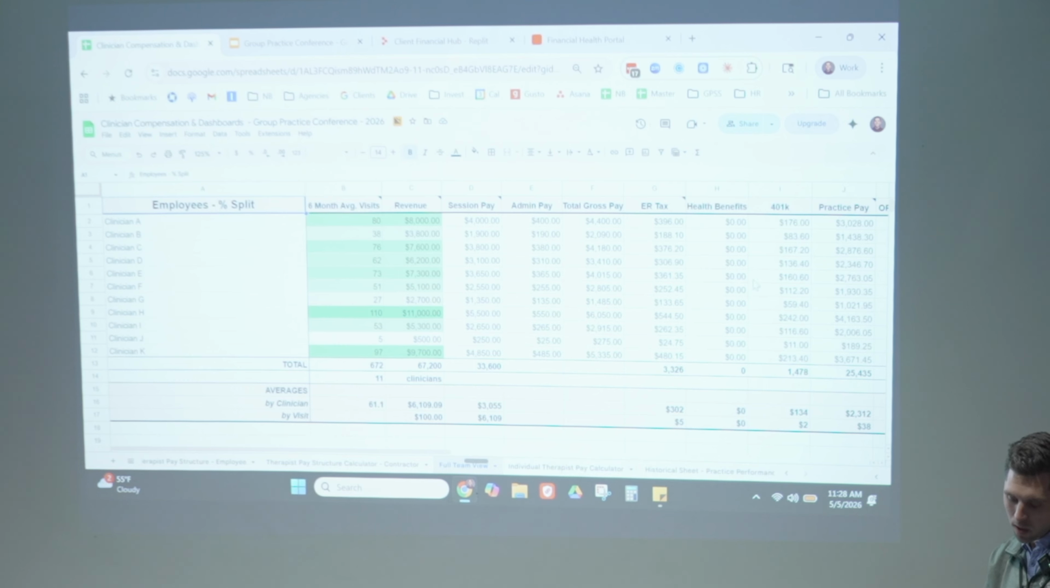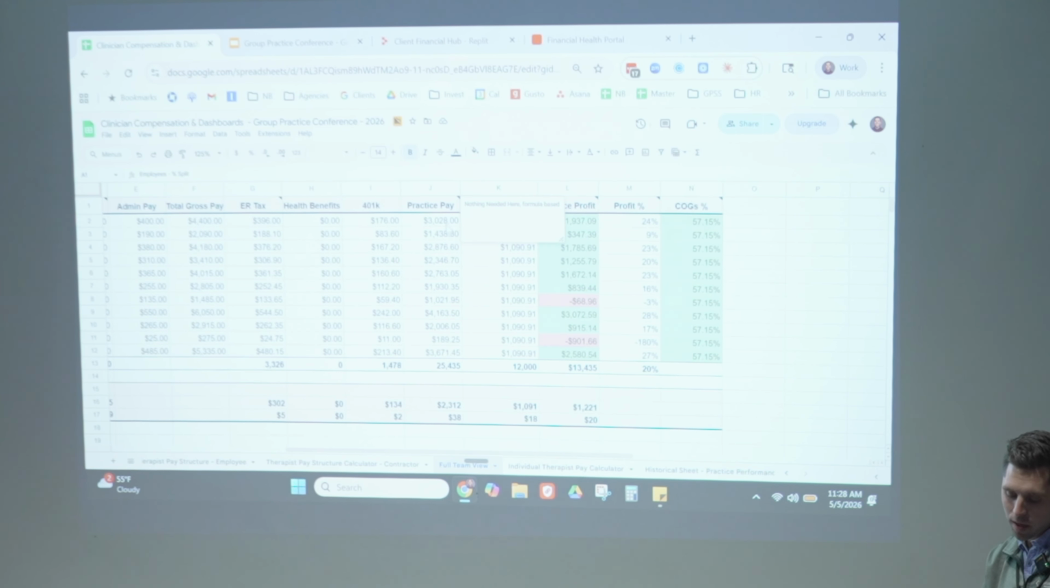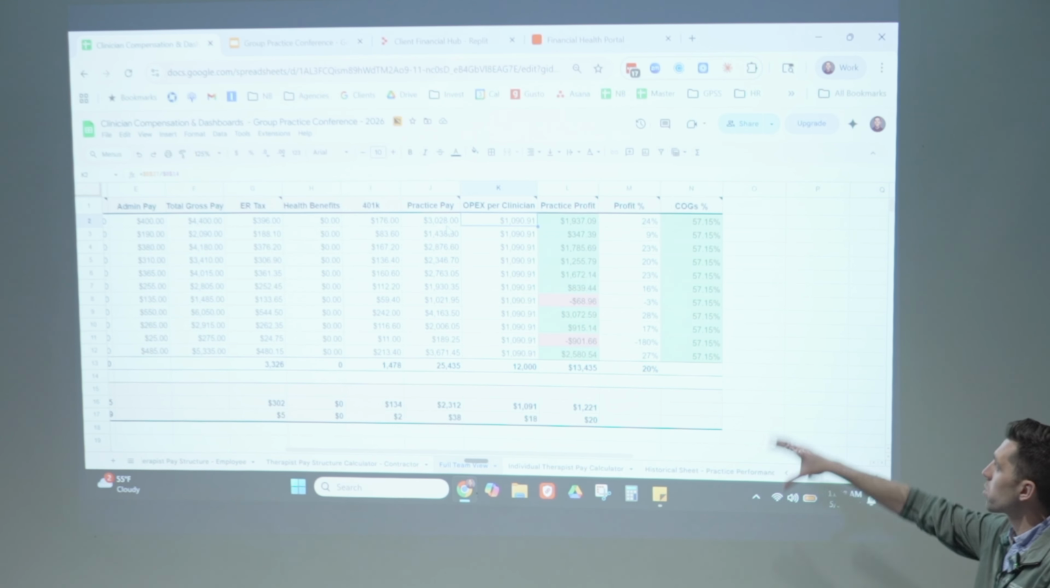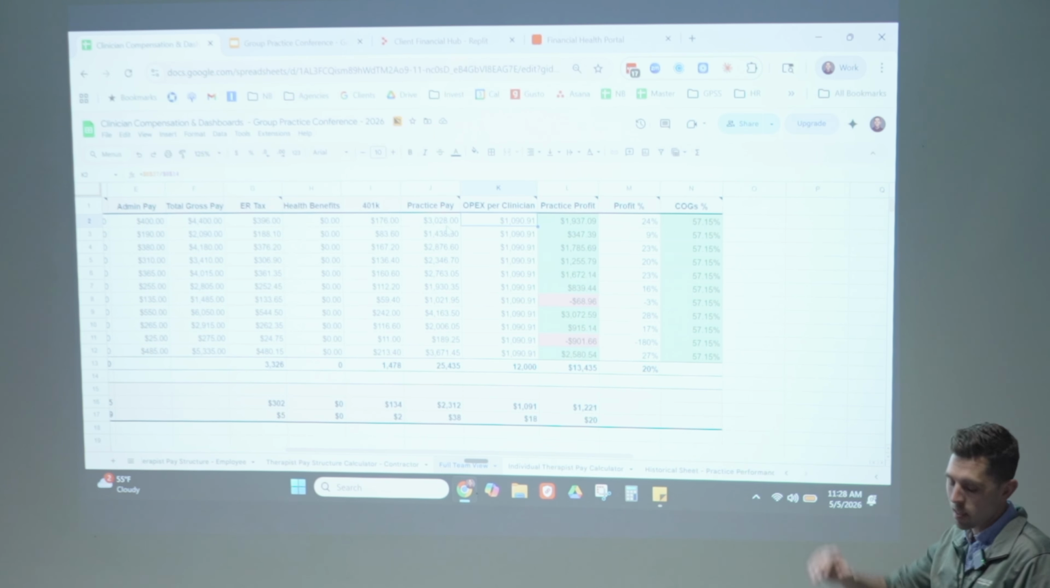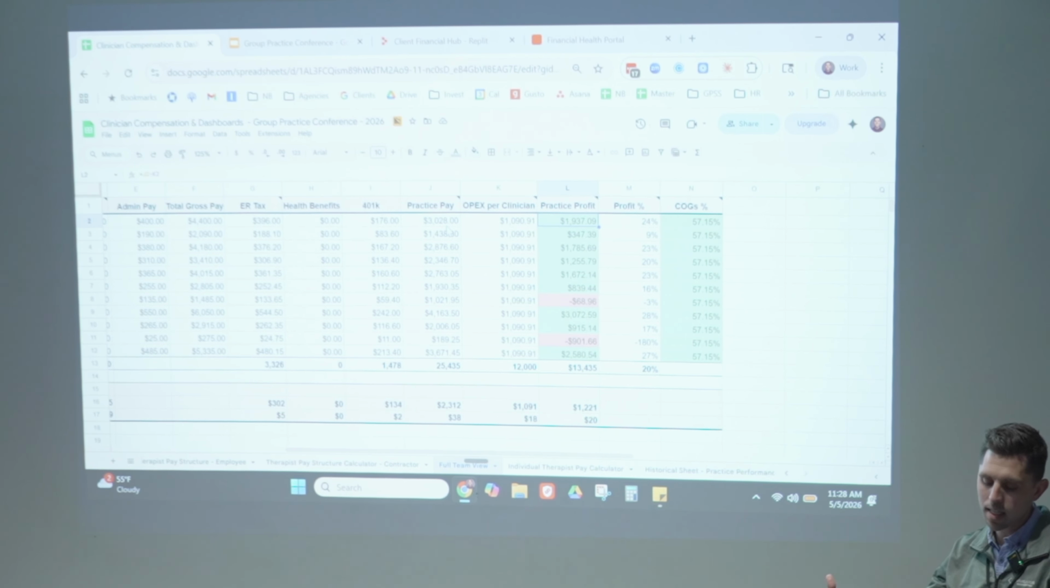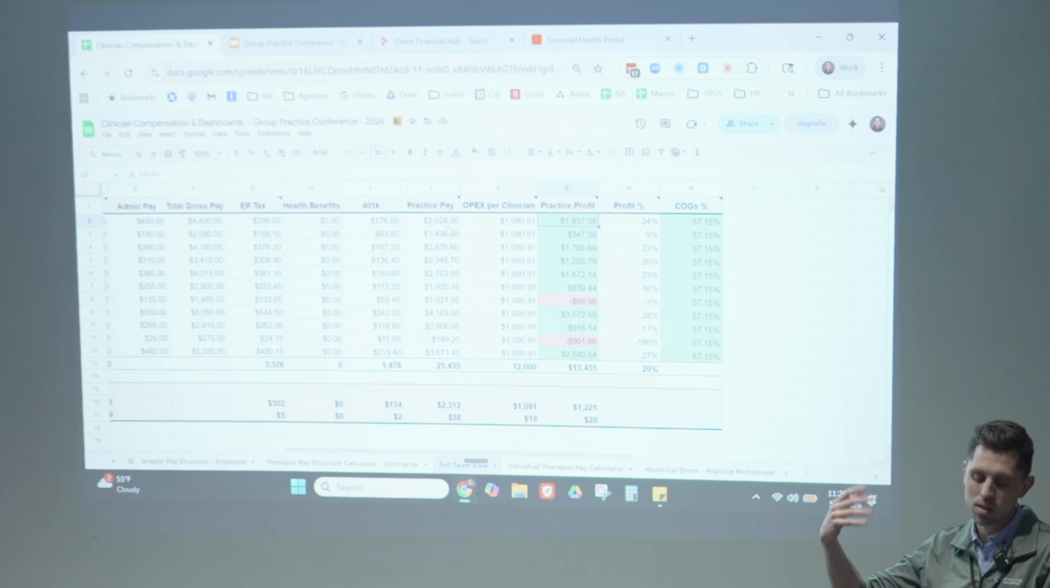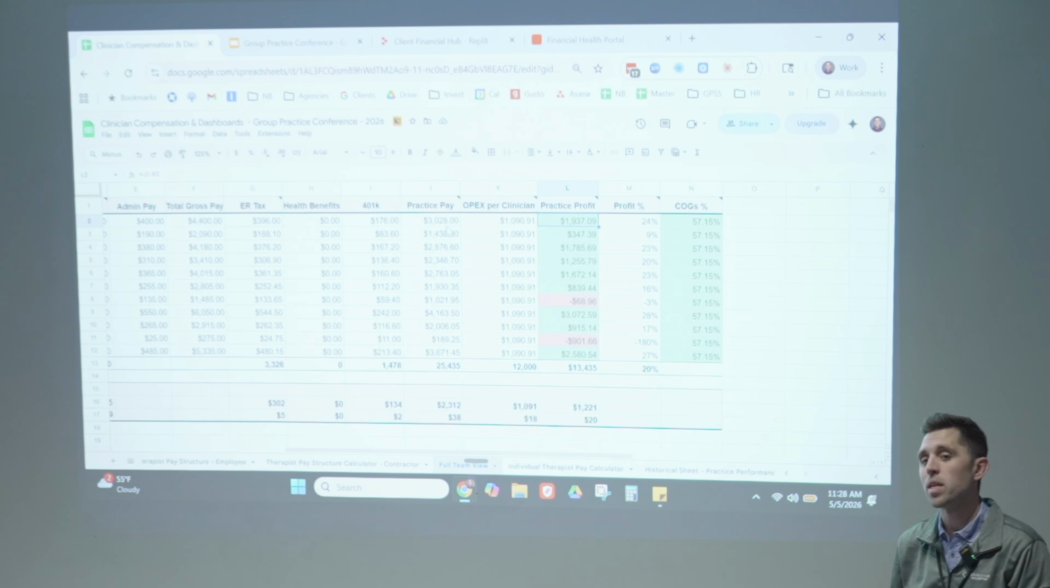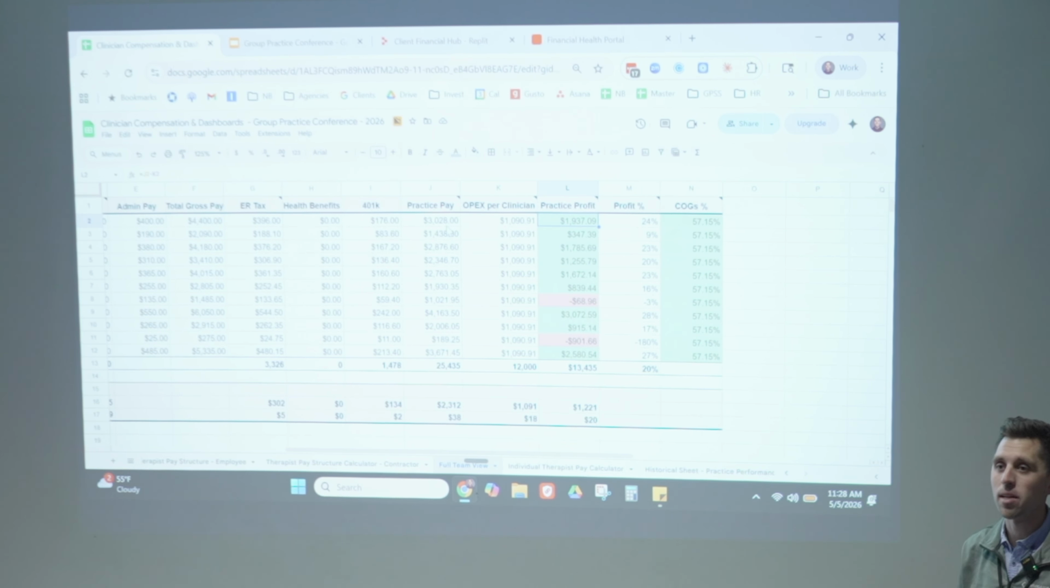And really, what you're looking at here is you can compare practice pay, which is what the practice is making, or we also split out operating expenses if you want, and then you can see profit margin per clinician. This is really where we're getting at that number of profit per clinician. Such an important metric. Ideally, you want to be at about 20% profit per clinician if you can.